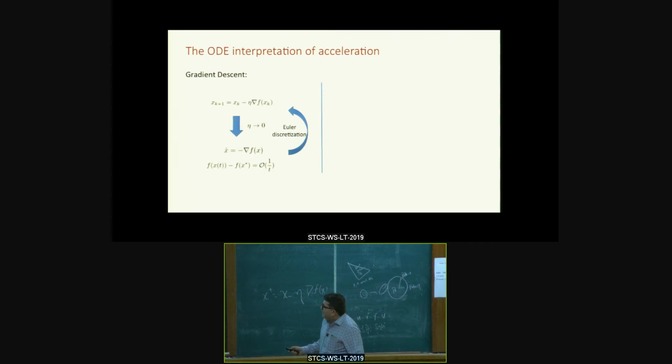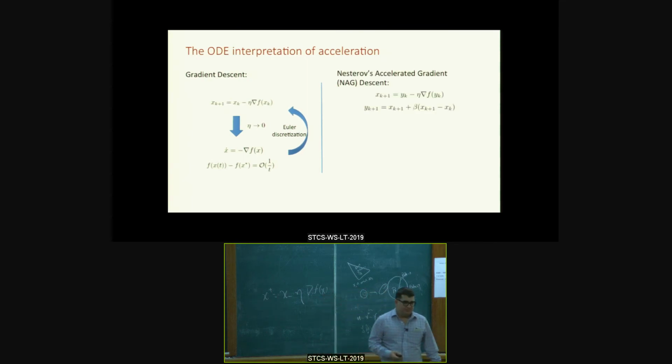So if I'm here, then I can do Euler discretization and get this back. So let's see if we can do the same thing for Nesterov's problem too. This was sort of the mysterious dynamics that gives you acceleration. So let's see. It's basically the same thing that I told you. It's just written in terms of 2 variables.